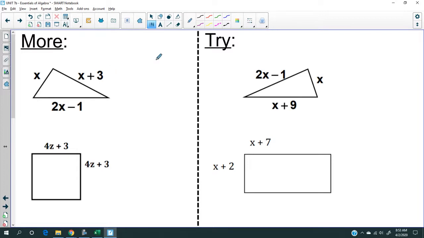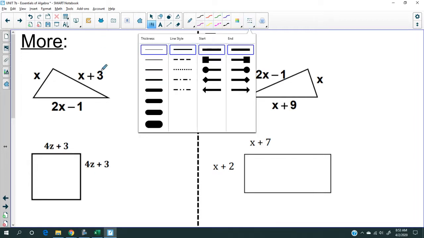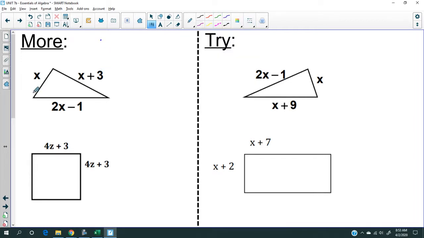Is this a 6th grade or 7th grade topic? I think it's probably a little bit of both. Now, here we talked about, oh no, we didn't talk about triangles yet. That's unit 8. Yeah, that's unit 8.